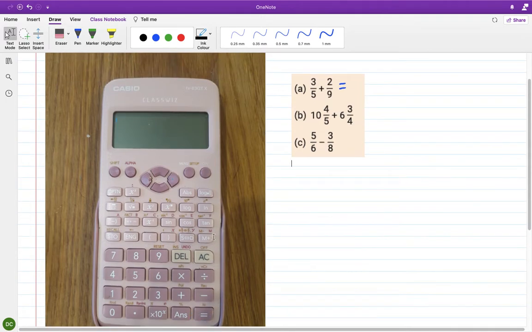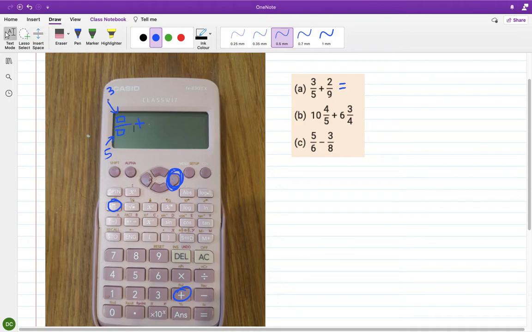Right. So the first one is 3 over 5 plus 2 over 9. Okay, so you're going to want to use your fraction button, which will give you a fraction up here. You need to put your 3 on the top and your 5 on the bottom. Now, it's important that you use this arrow button so that when you hit the plus, it's in the middle.